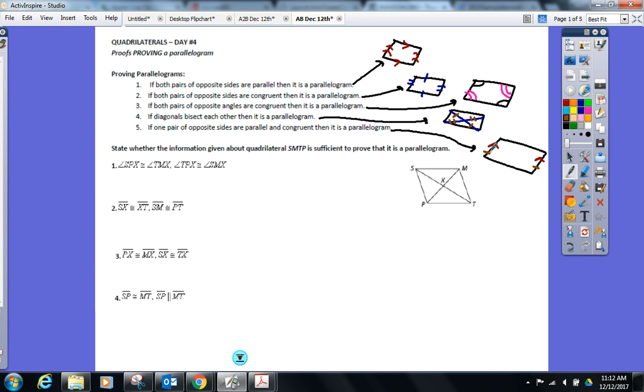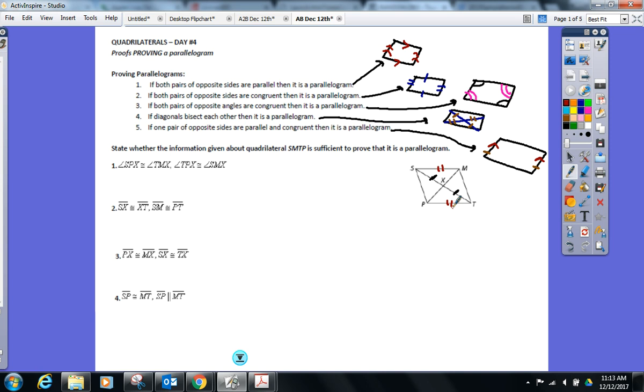I'm going to start with actually number 2. We'll go 2, 3, 4, 1. All right, 2, 3, 4, 1. Here's my diagram. I'm going to give you some information about it. Is it enough to say it's a parallelogram? And if you say yes, be ready to back yourself up. All right, so number 2, SX congruent to XT. So I know those two segments are congruent. And I also know SM and PT. Is that good enough, based on those 5 ways above, to say that is a parallelogram or not?